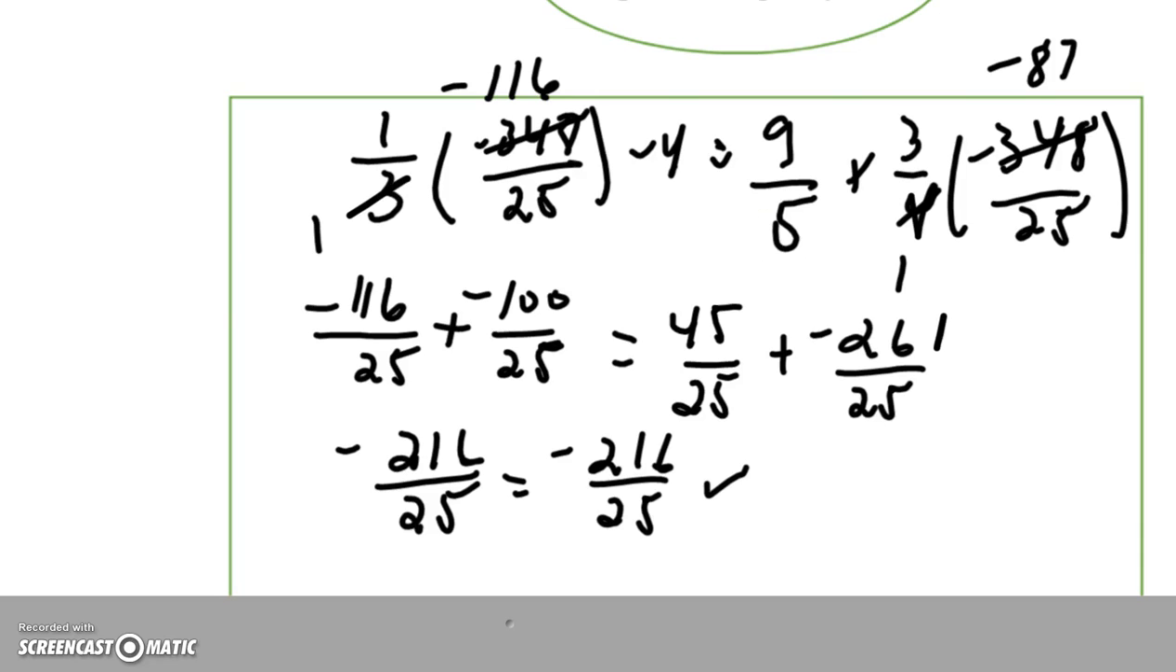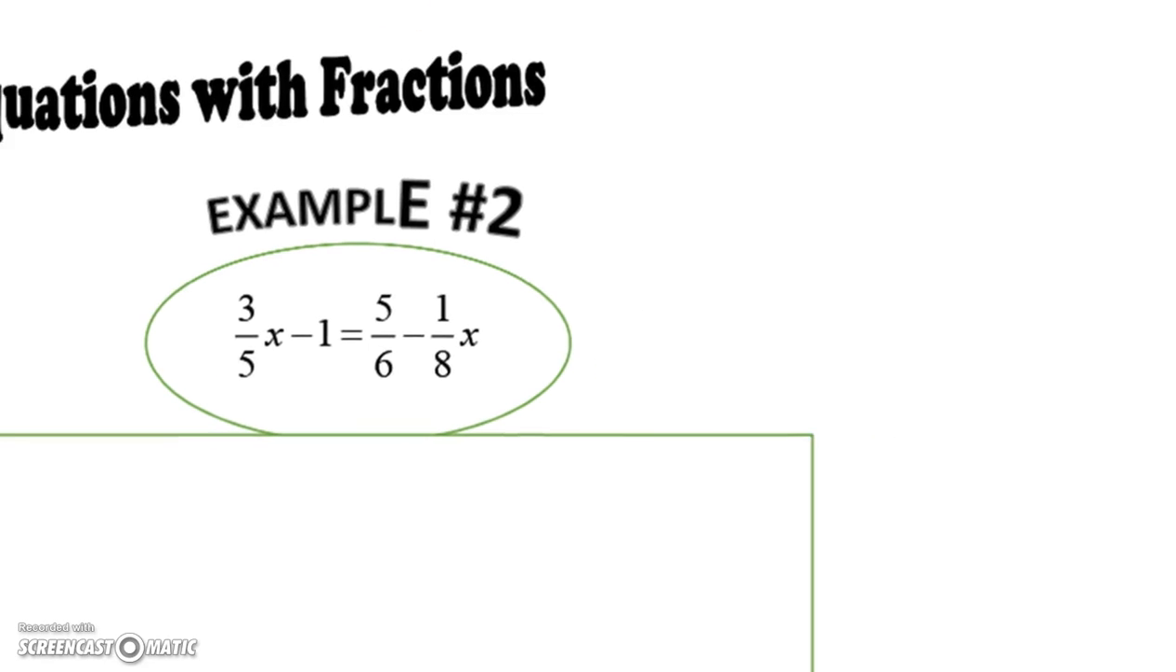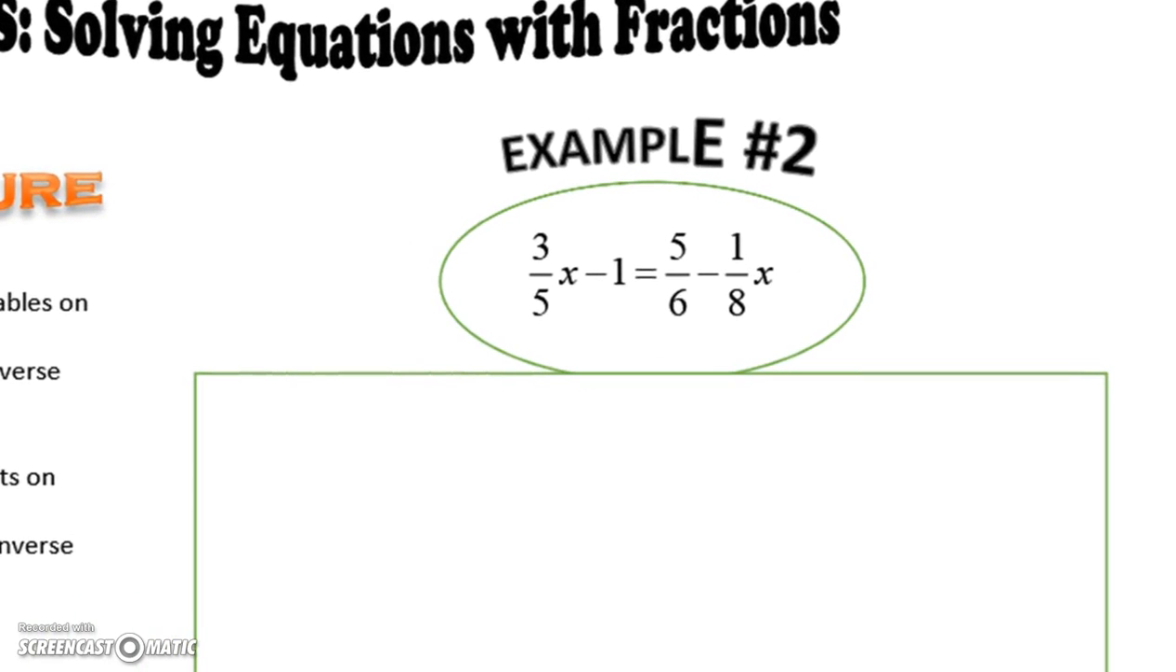Let's look at another example. In this example, we have 3/5 x minus 1 equals 5/6 minus 1/8 x. So the first thing I'm going to do is change the subtraction to addition of the opposite.